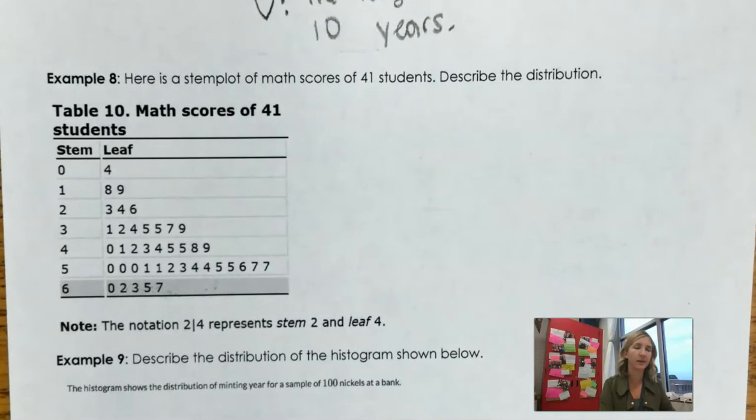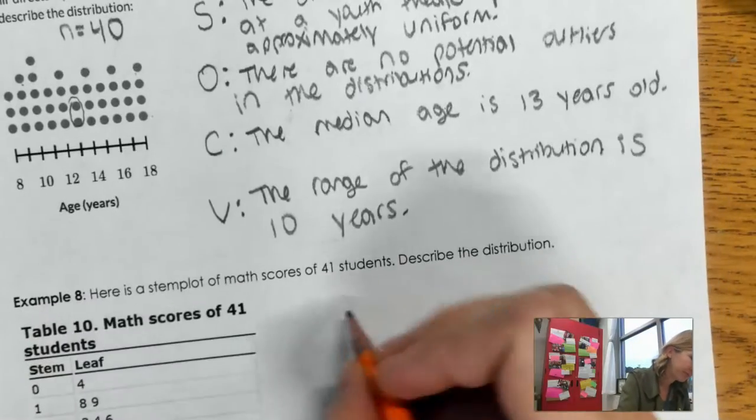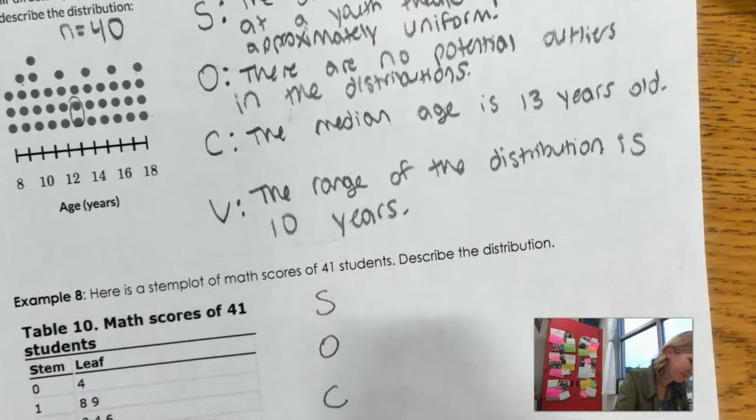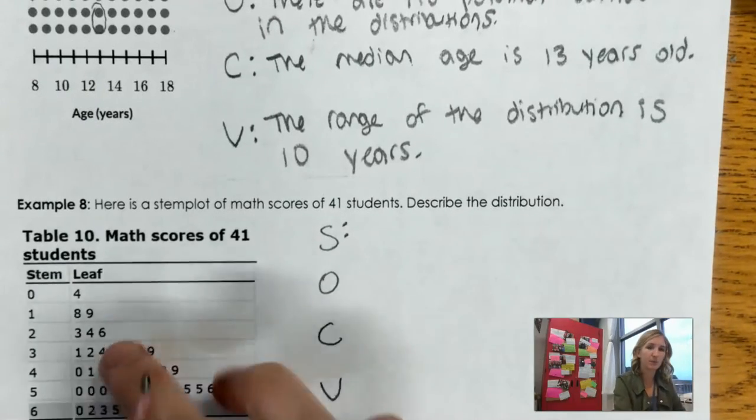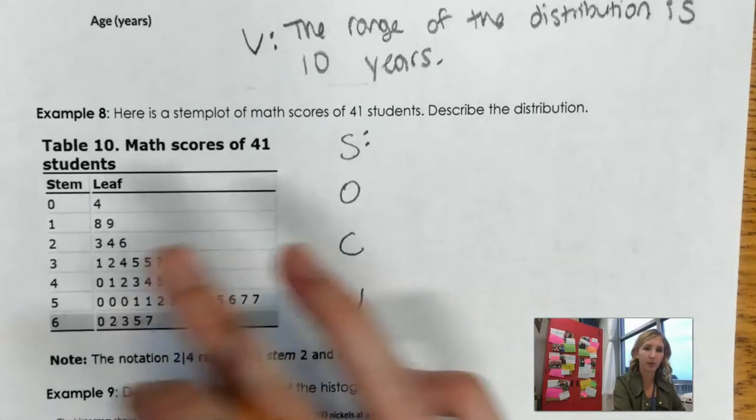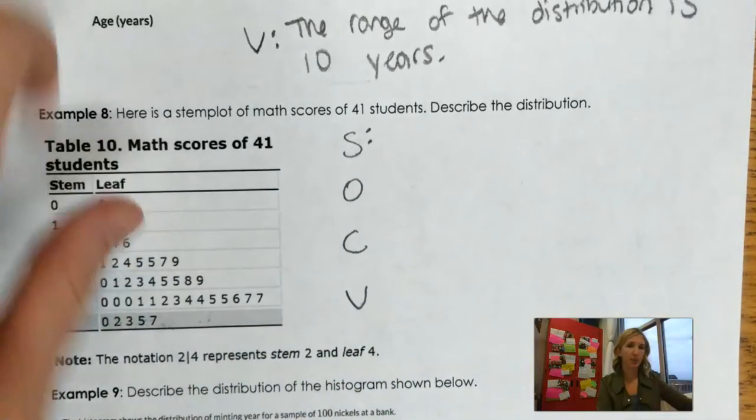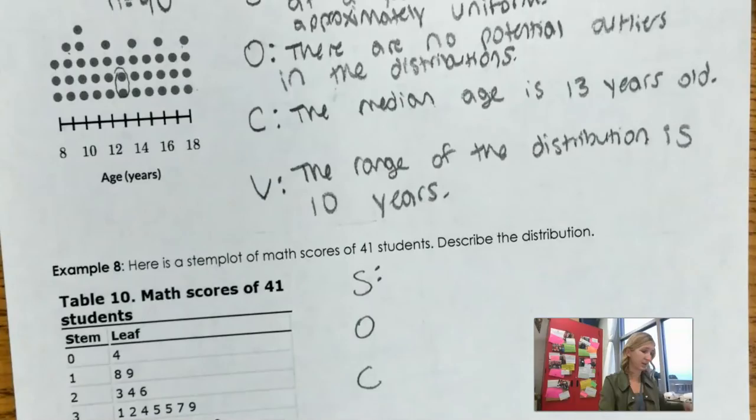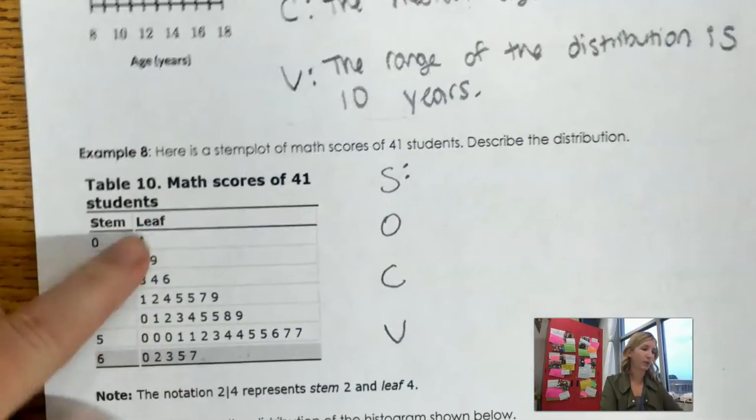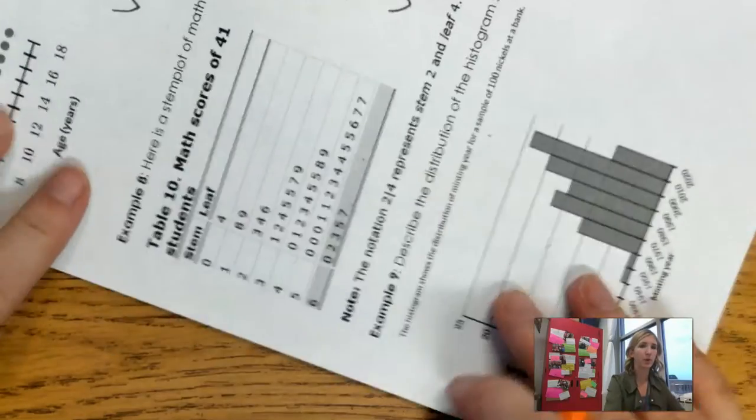All right, so we have a couple more. Number 8, I guess it's obvious, stem and leaf plot. All right, so here's the stem and leaf plot of math scores of 41 students. Describe the distribution. All right, so let's go ahead and write out our 4 letters. S stands for shape. Well, this is a little strange, right? Because I don't know how to look at the shape of a stem plot. I've looked at dot plots that have a horizontal axis. Well, in order to figure out the shape of this stem plot, let's just turn the paper.